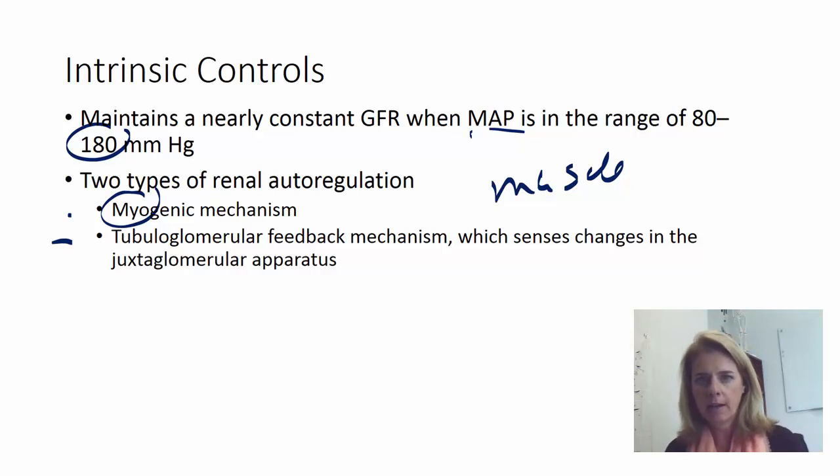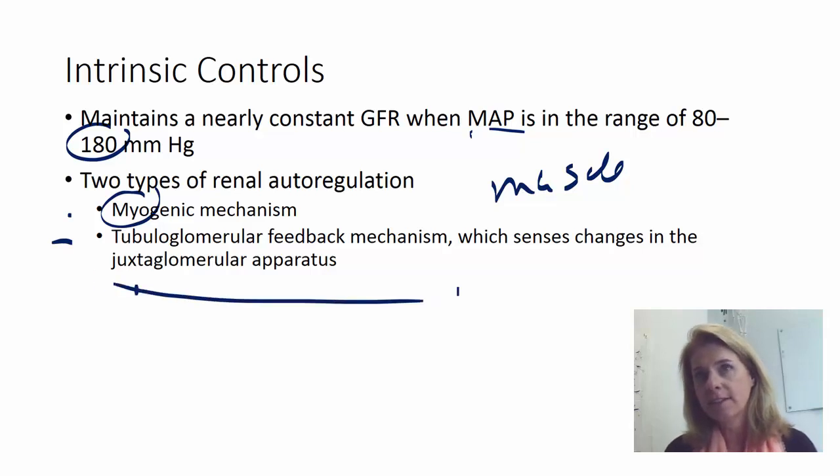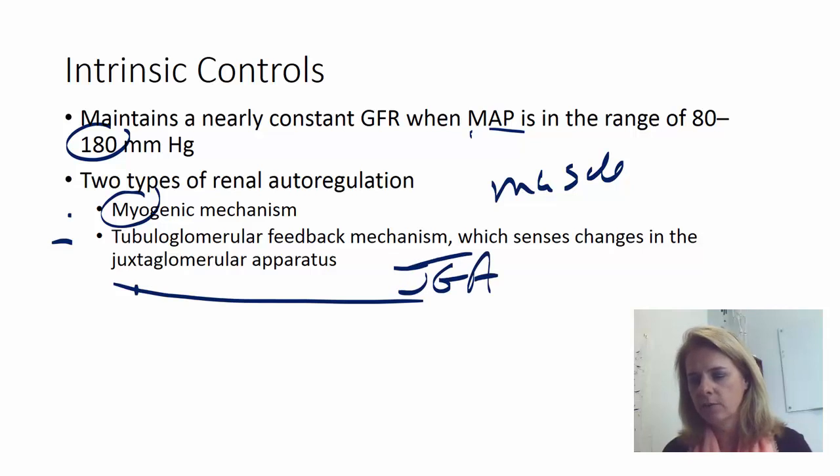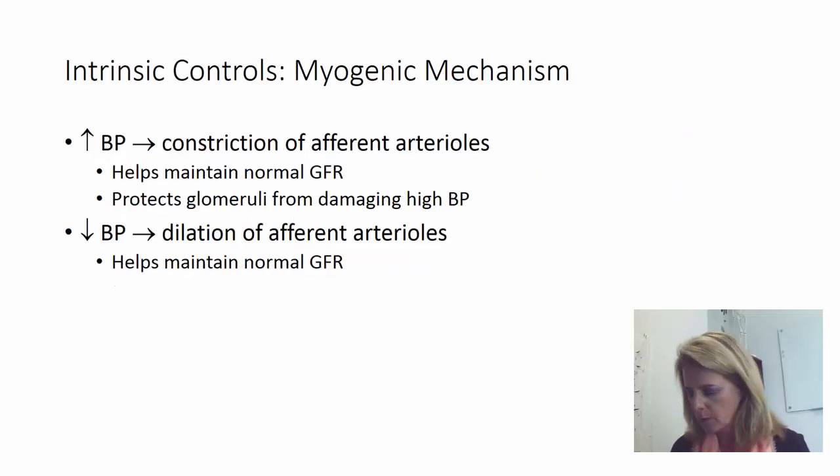Somehow they're communicating and making changes. Okay, and this is done at that place called the juxtaglomerular apparatus. That's why I call it the JGA, and everybody else did too, because it's hard to say. So at the JGA, the glomerulus and the tubules are in contact with each other, and there can be a feedback regulation mechanism there. Okay, so let's talk about that myogenic mechanism first.